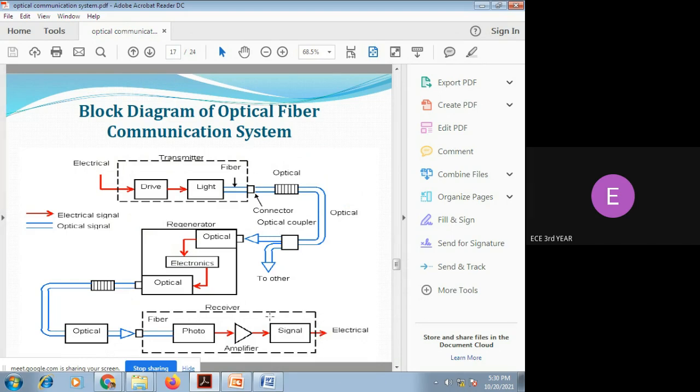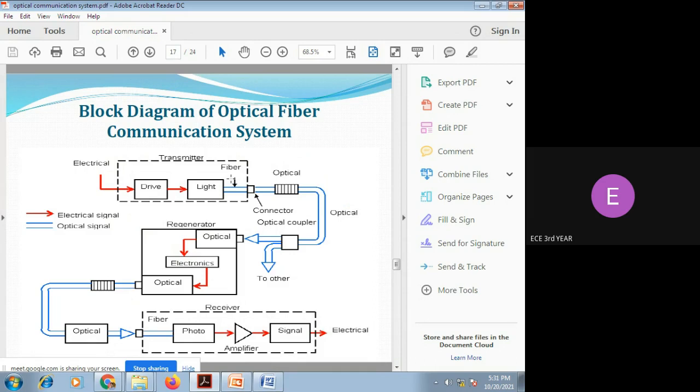This is the overall fiber optic communication system. There are three blocks: transmitter, regenerator, and receiver. The transmitter converts the electrical signal to a light signal using an LED or laser. The regenerator receives the optical signal and converts it to electrical, increases its strength, and then converts it again to an optical signal. This is the process of the regenerator.